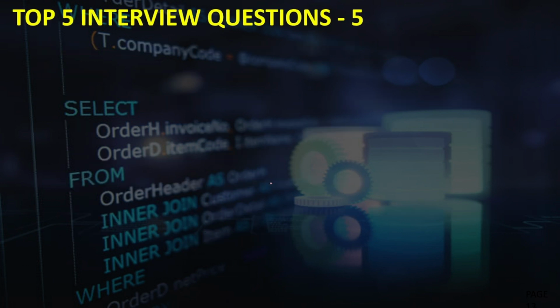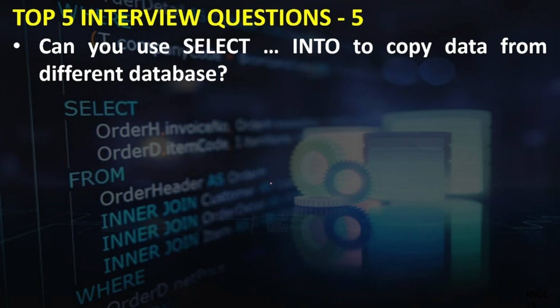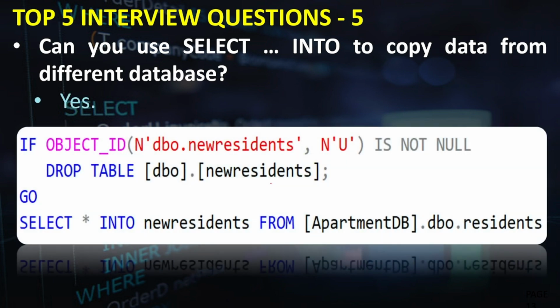And the final question is, can you use select into to copy data from different databases? Yes, we can, and we have already seen in our examples. Select all into the current table name. This is a new table which will be created from the separate database name. DBO is the schema that has to be written along with the table name, and this is the table name. So it copies resident data from apartment DB to a new resident table in the current DB.